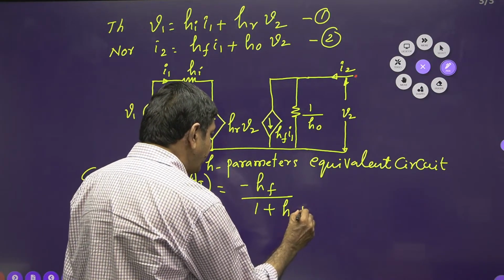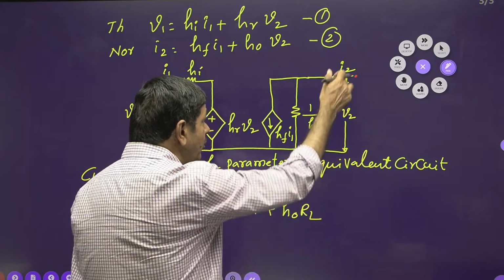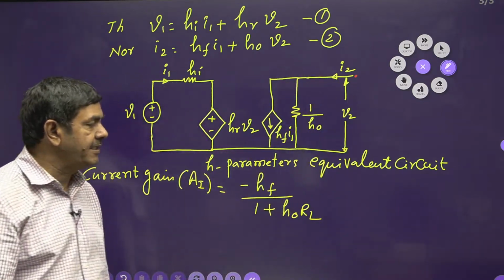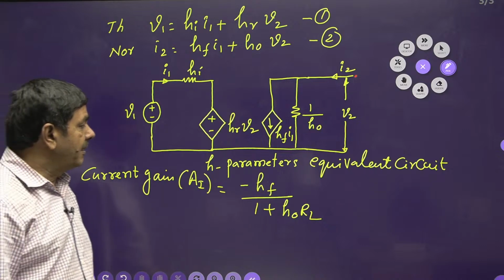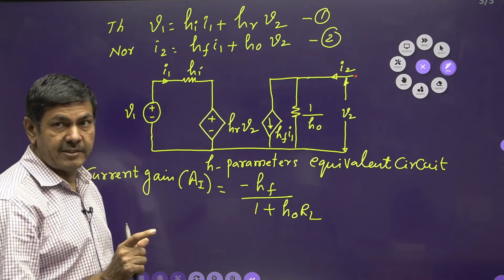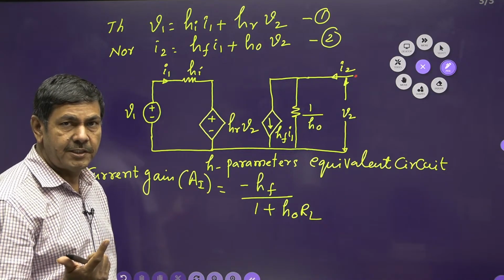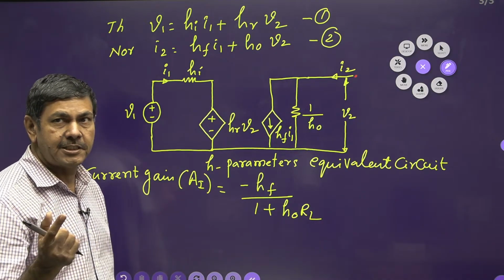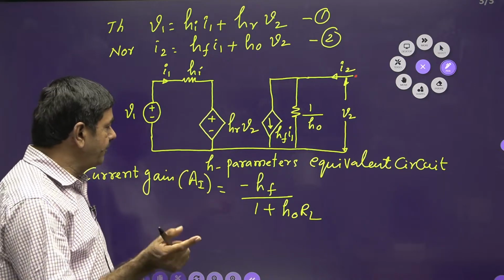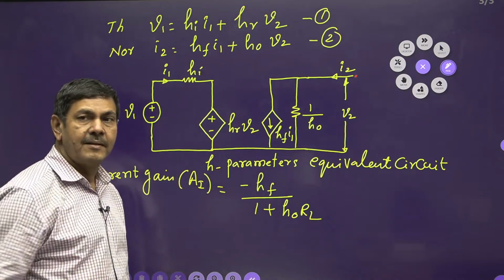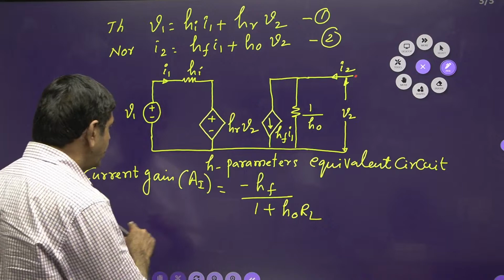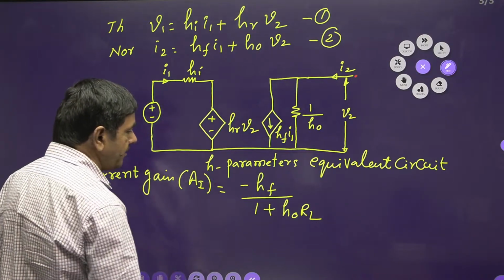By using this formula, you determine the current gain. RL is the load that will be connected here. When the load is given in the problem, you will get it. These formulas are common, whether it is a common emitter, common collector, or common base configuration. For any configuration, these formulas are applicable. To find the current gain, this formula is applied.